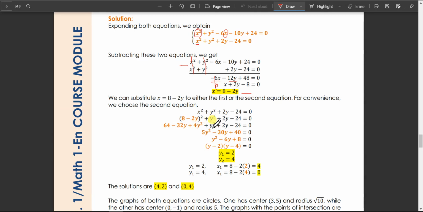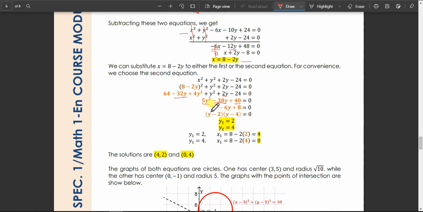So 4y squared plus y squared is 5y squared. Negative 32y plus 2y is negative 30y. Then 64 minus 24 is equal to 40. Next, we are going to factor. So factor y squared minus 6y plus 8 is equal to 0.